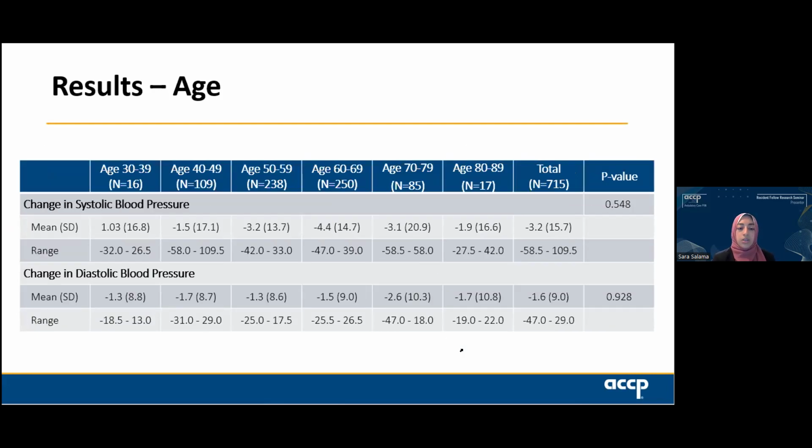Next, we'll take a look at age. So when stratified based on age, we observed a 1 to 4 millimeter mercury increase and decrease. So again, changes here in systolic blood pressure, while we observed a 1 to 2 millimeter mercury reduction in diastolic blood pressure with no statistical significance found across the varying age groups.